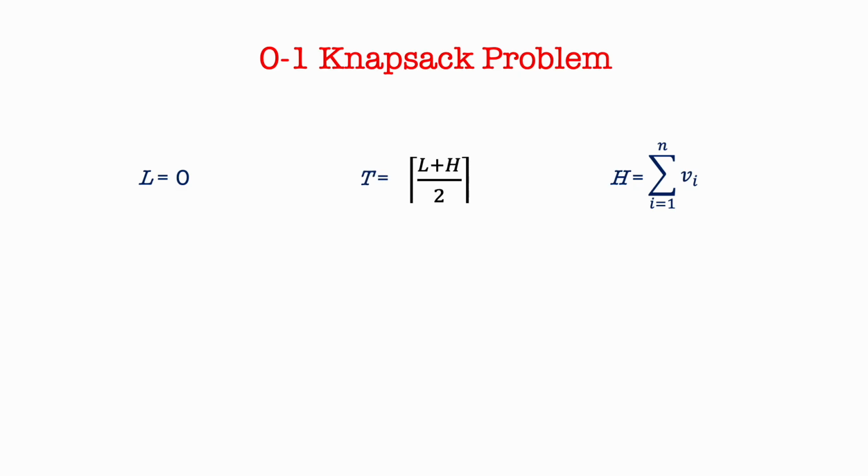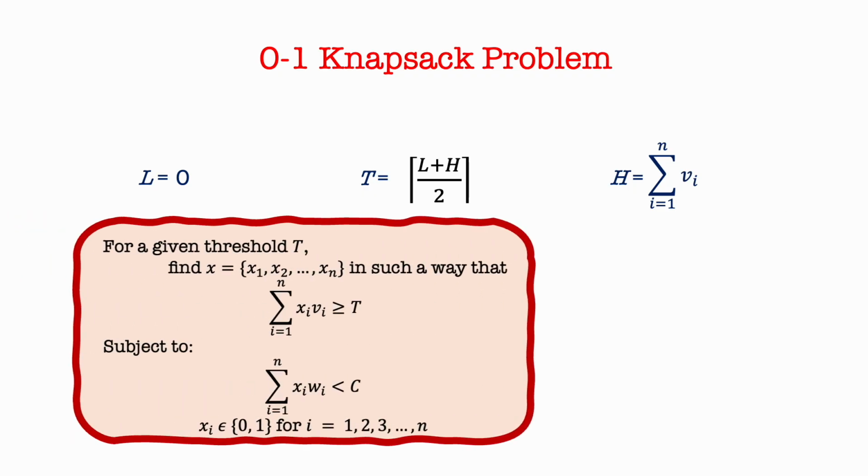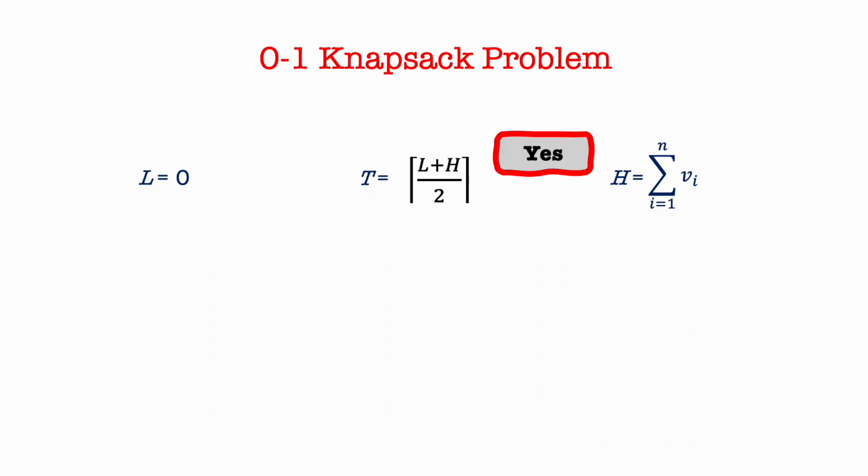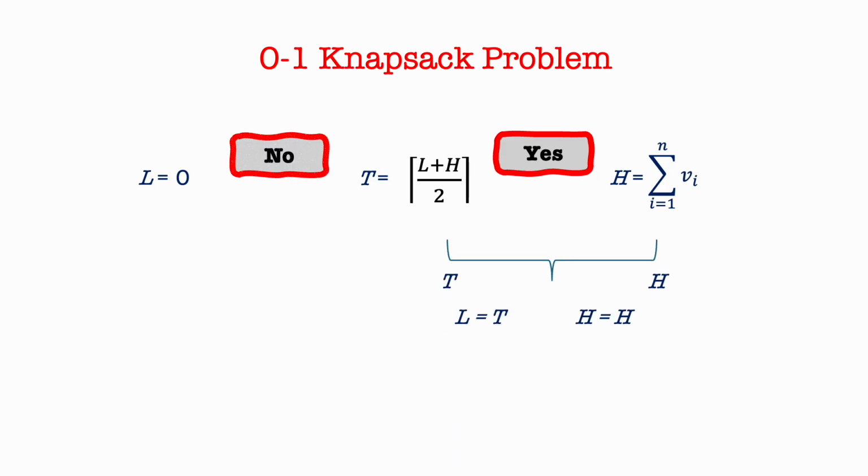We set the target value t to the middle of the range. We solve the decision version of the knapsack problem for this target or threshold value t. If the answer is yes, it means the optimal solution is between t and H. So we set L equals t. If the answer is no, it means the optimal solution is between L and t minus 1. So we set H equals t minus 1. We repeat the process until L equals H, at which point we have found the optimal solution.